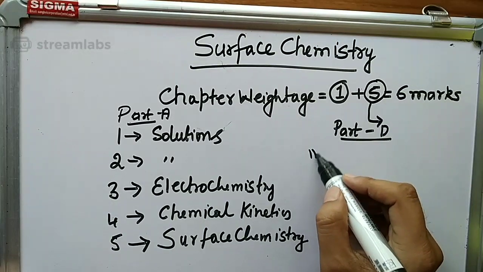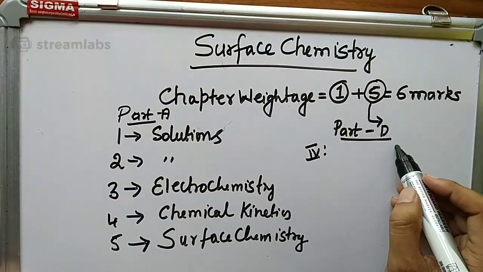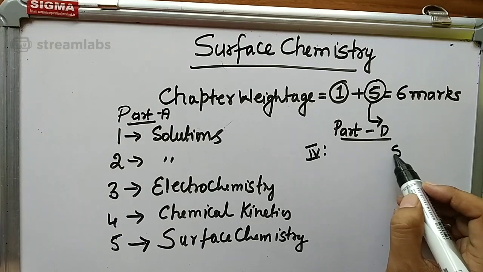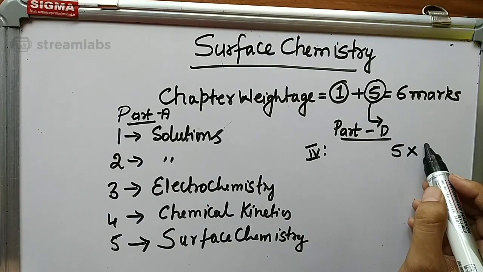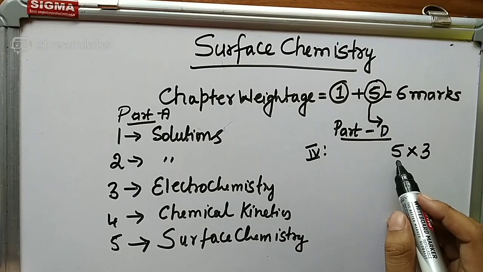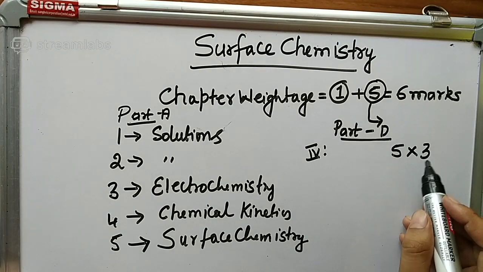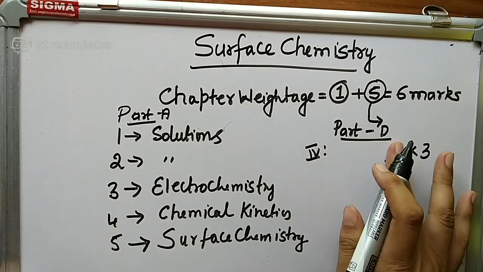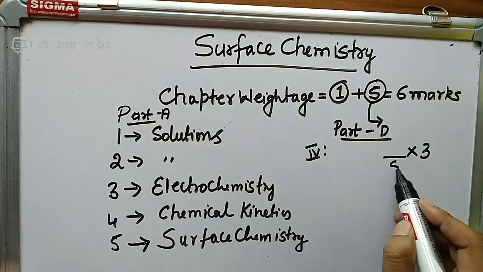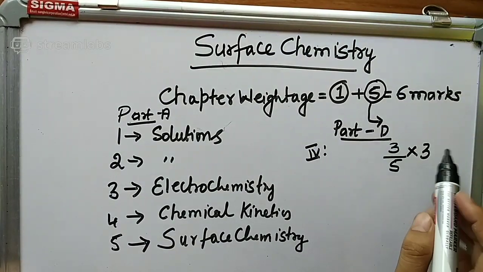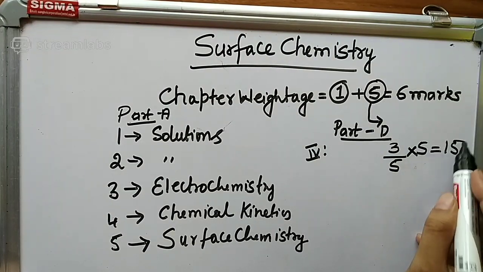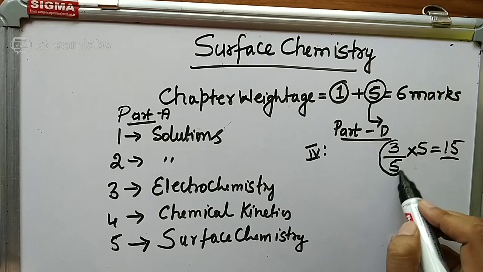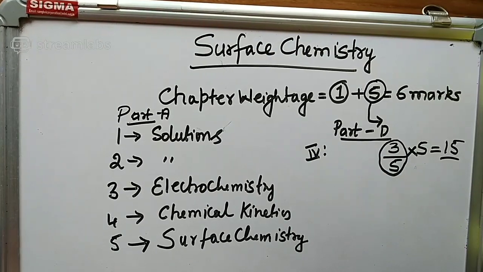So in Roman number 4, you will be having 5 questions, out of which you need to answer 3. So out of 5 you need to answer only 3. Each question will carry 5 marks, so total marks will be 15. So you have 2 extra questions here. So 3 you need to answer out of 5.